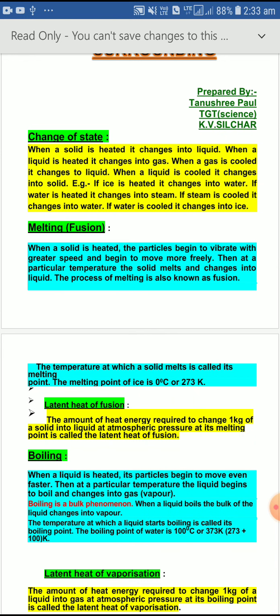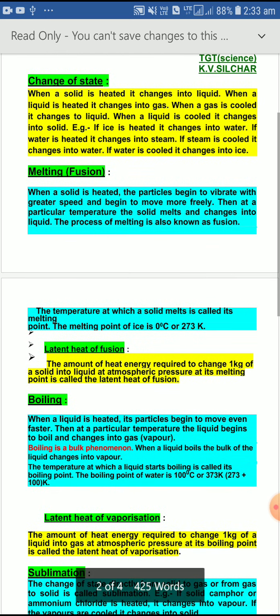Now is latent heat of vaporization. The amount of heat required to change 1 kg of liquid into gas at its atmospheric pressure at its boiling point. Remember, in fusion we will write at its melting point, but in vaporization we will write at its boiling point. It's called latent heat of vaporization.